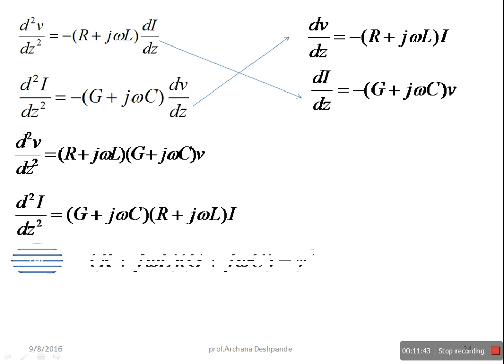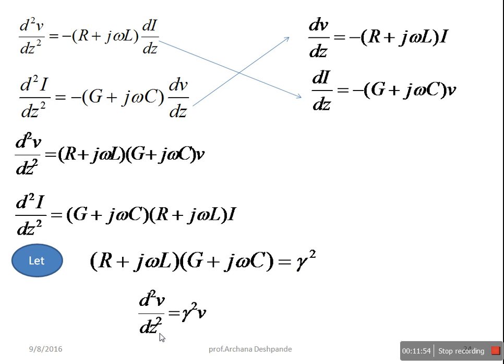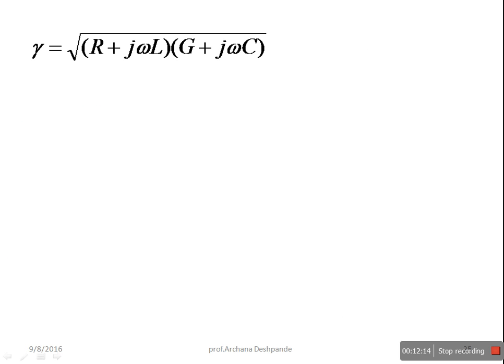Now let us assume the multiplication of these two brackets as gamma square. So I get my second order differential equation for the transmission line as d square V by dz square is equal to gamma square V, and for current it is d square I by dz square is equal to gamma square I. Therefore it is very clear that the equations for current and voltage for transmission lines are similar. Gamma square is the multiplication of these two brackets, so gamma is equal to the square root of the multiplication of these two brackets.